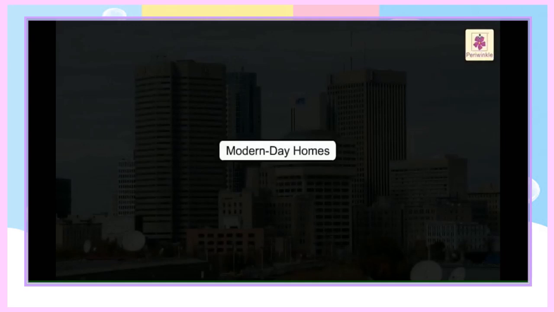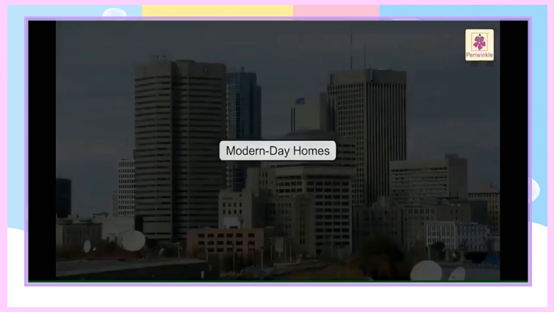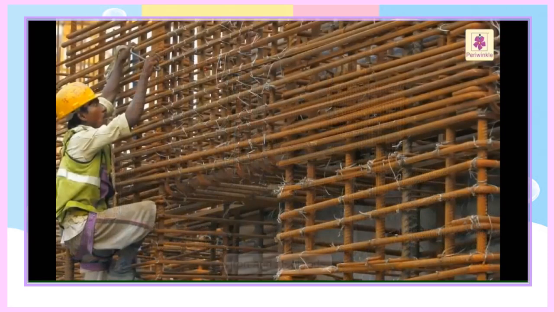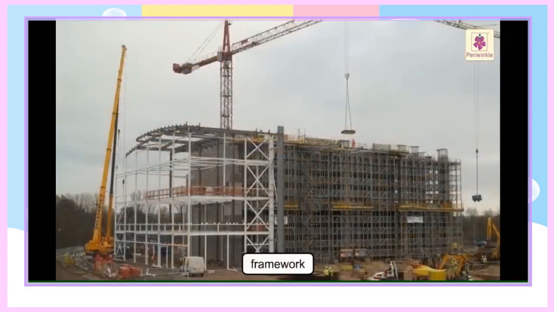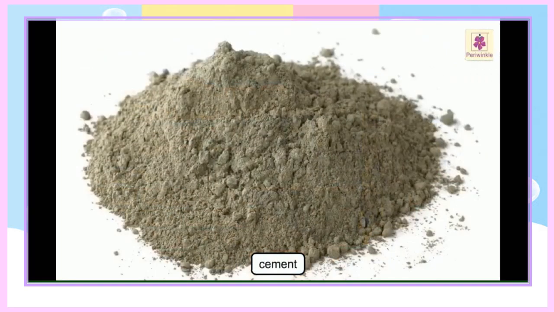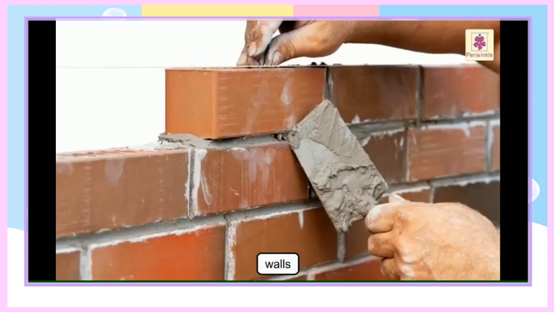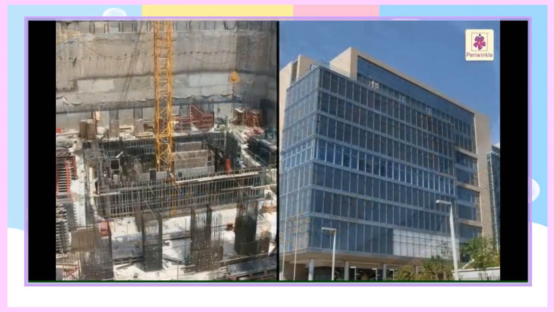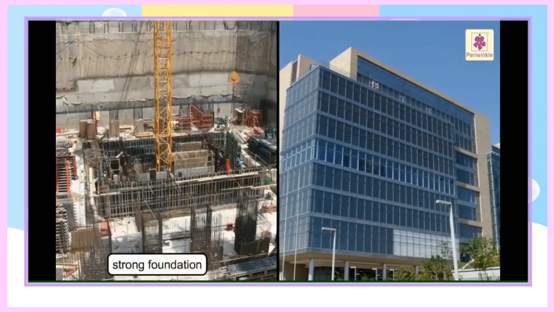Now, let us learn about modern-day homes. The buildings that we see around us are called permanent houses. They are built using iron and steel rods for the framework and bricks, sand, and cement for the walls. Water plays an important role in binding the cement and sand together. The most important thing in a building is to have a strong foundation and a good framework.